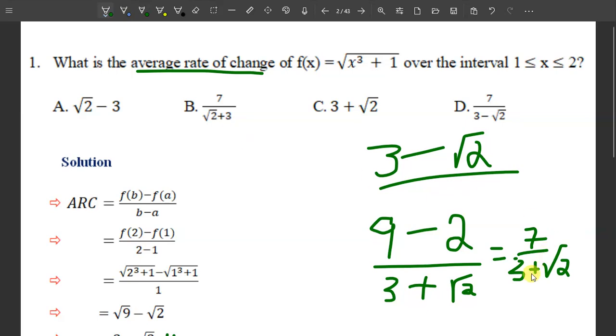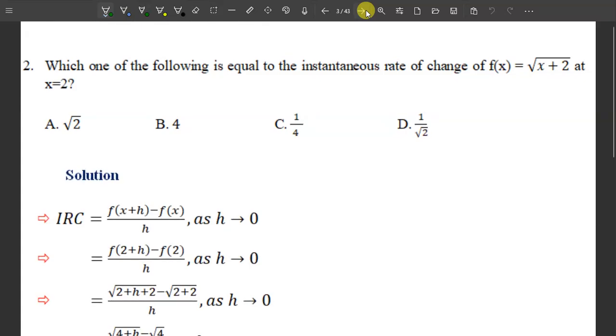Here we have 3 plus radical 2. Since addition is commutative, we can interchange these numbers. A plus B is always equal to B plus A in the set of real numbers, and therefore B is the right answer. Let us see the next question.